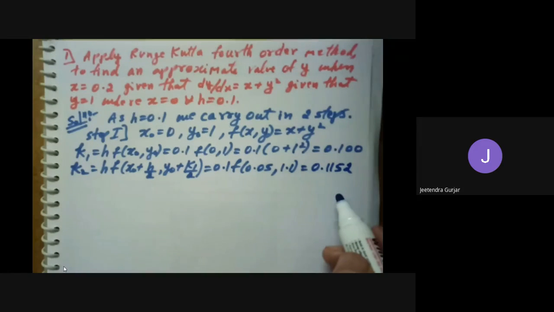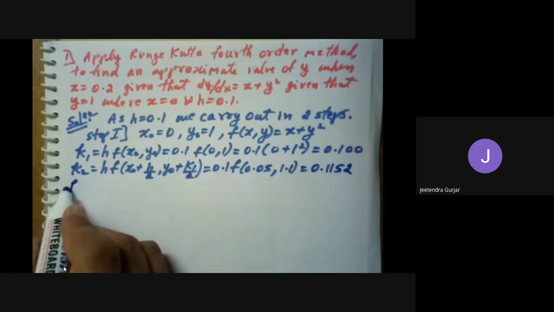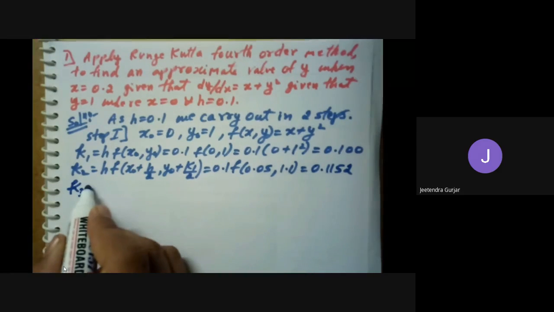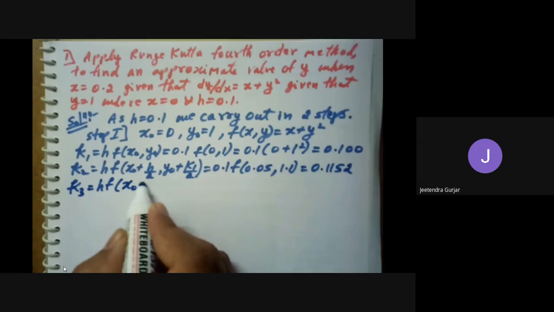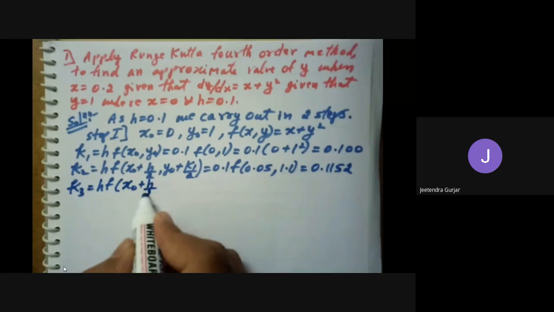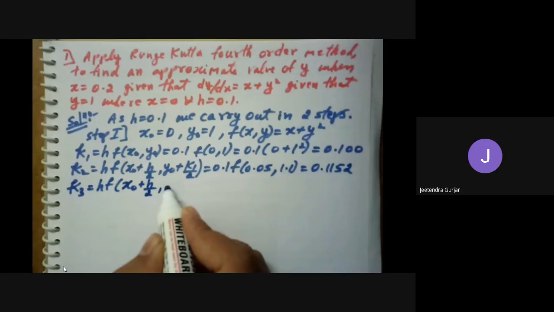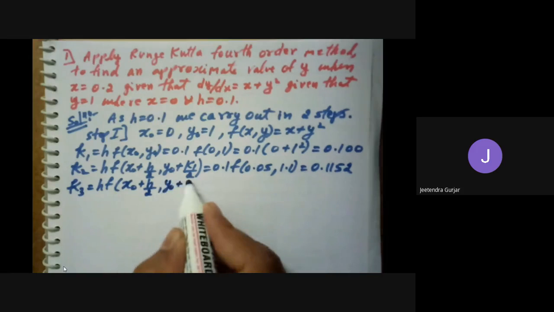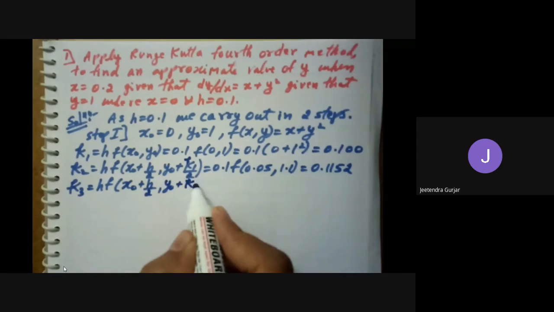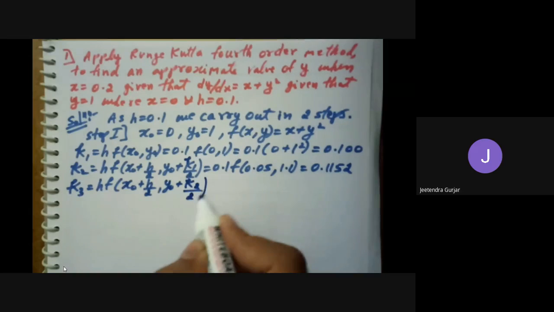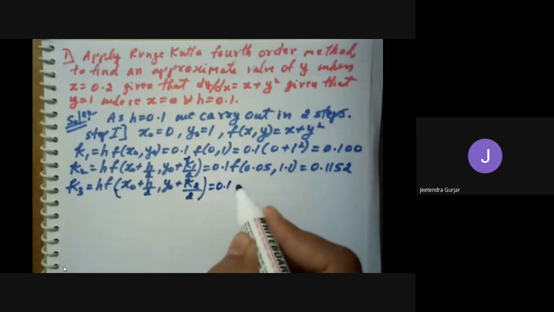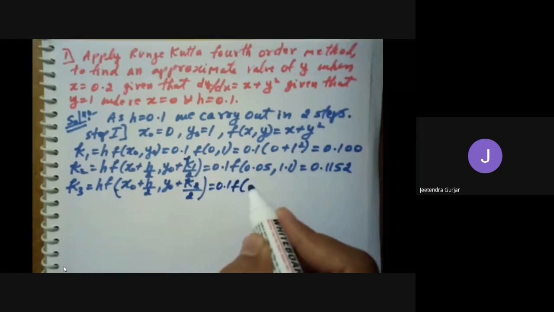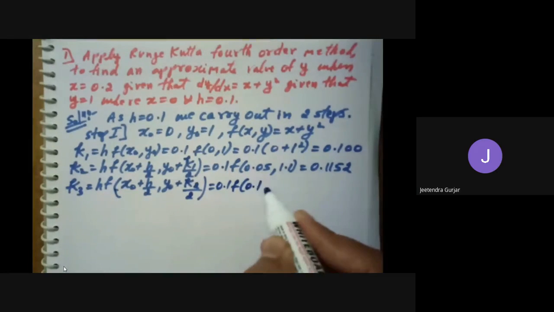So by this you are going to find the next one, k3. So immediately write down, students, the k3 formula. K3 is equal to h f of x naught plus h upon 2 comma y naught plus k2 upon 2. Yes, now here h is 0.1. Then now you can find x naught plus h upon 2. What will be x naught plus h upon 2? So here I have taken 0.1.